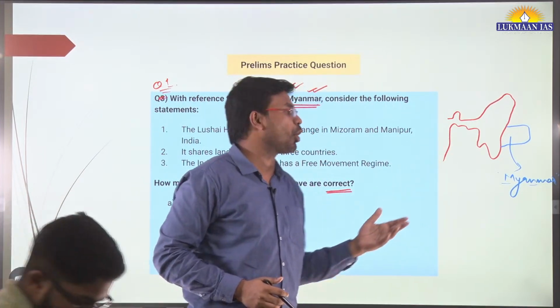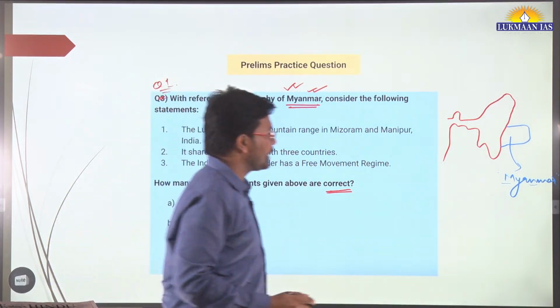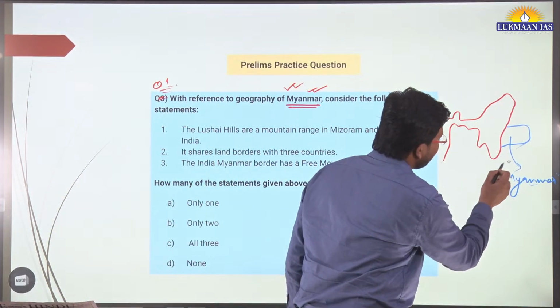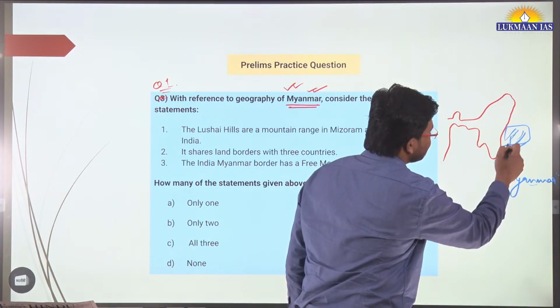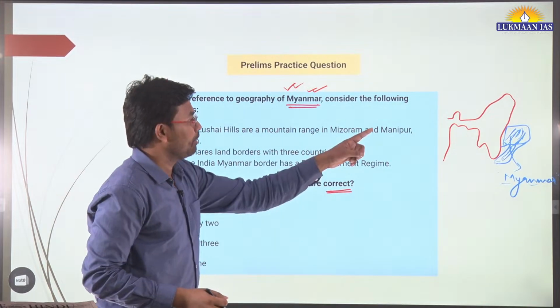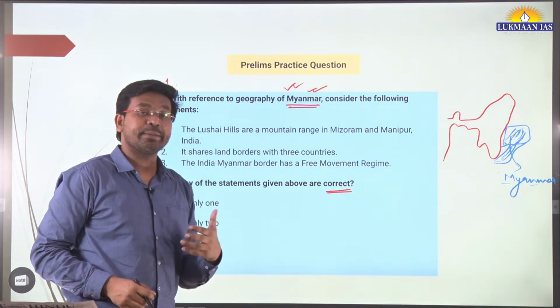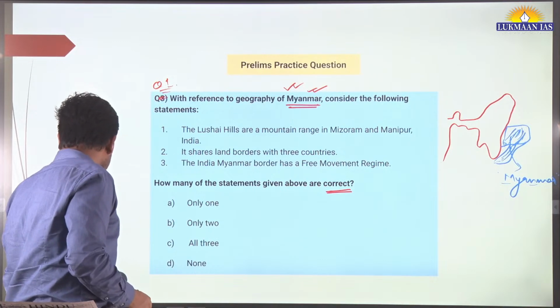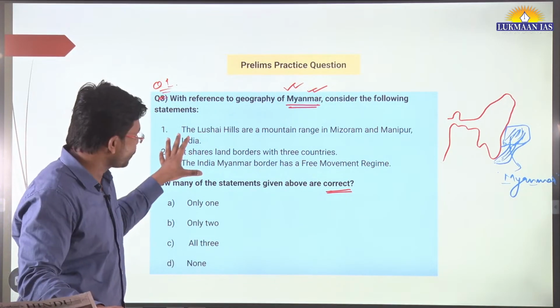It shares its borders with India. Not only does it share its borders with India, it also shares borders with other countries. So this is just a rough sketch so that you understand where Myanmar is located. Myanmar shares borders with 5 countries. We are going to discuss that in detail, but before that, let us quickly discuss this question.